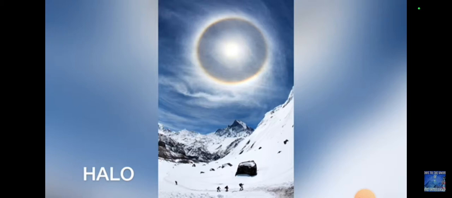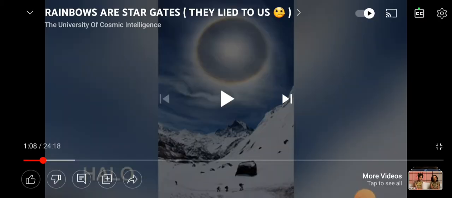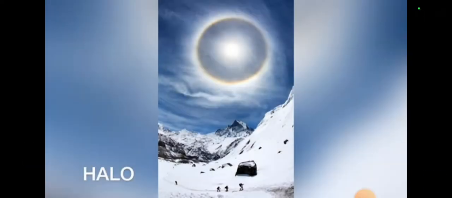In this second picture, next we're looking at a halo, which is also one of the 12 rainbows. You can see they're somewhere maybe in Russia, because you see the mountains, you see the snow, you see the mountaineers at the bottom traveling through this rocky terrain with the halo above.